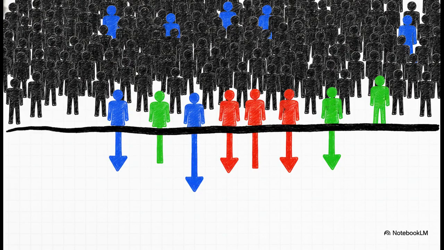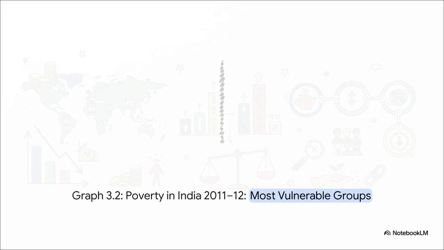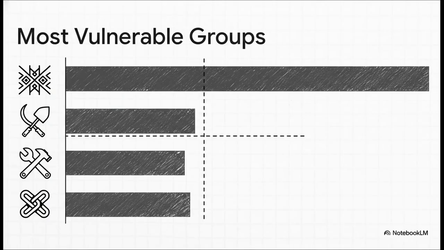The fact is, certain social and economic groups face a much higher chance of being poor compared to others. These are the groups we refer to as vulnerable, simply because they're more at risk of falling into and staying in poverty. This graph here shows us exactly who we're talking about. It breaks down the poverty data for different social and economic groups and compares each one to the average for all of India. Now, look closely at the data.